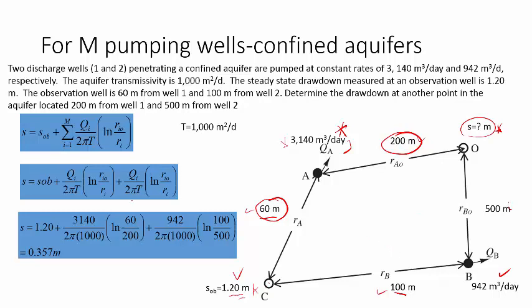Okay, so this is 60 and 200, and this is my well. So now I look at well 2, and in well 2 I am 100 meters from the observation well where I know the drawdown, and 500 meters from the point where I'm looking for the drawdown. So here's the 100 and 500, and of course the flow rate. So I just do the appropriate substitutions, and I have 0.357 meters. Okay.